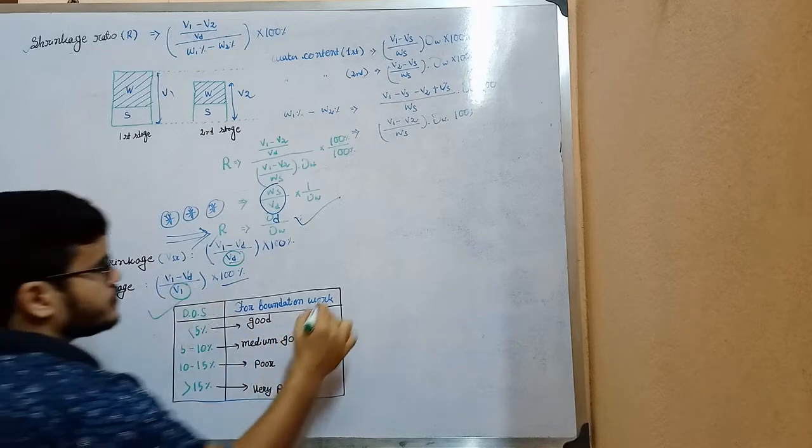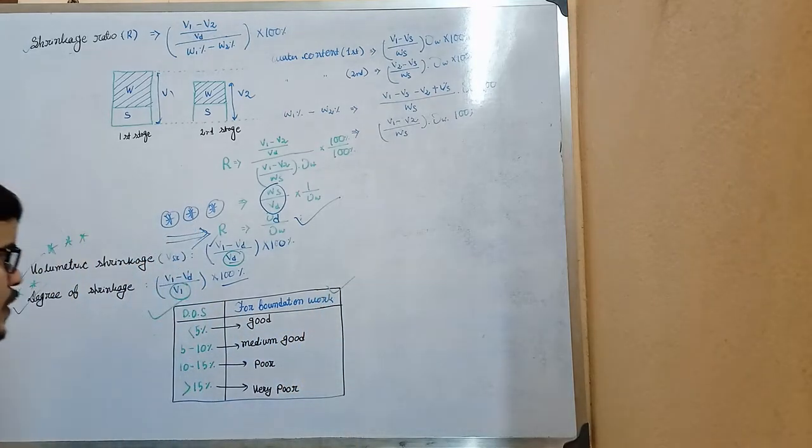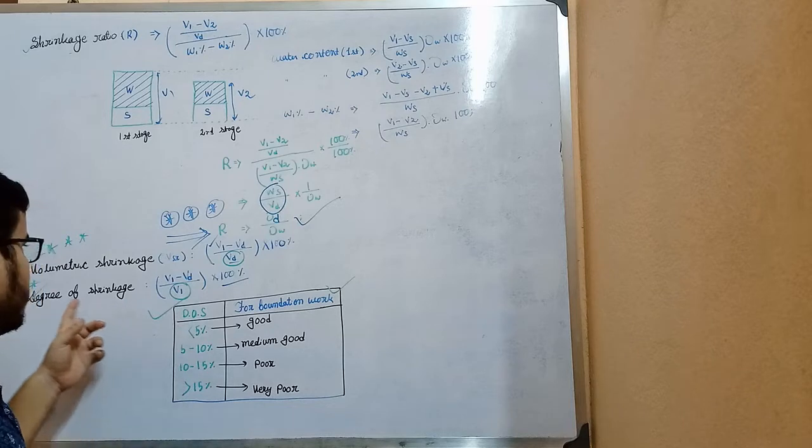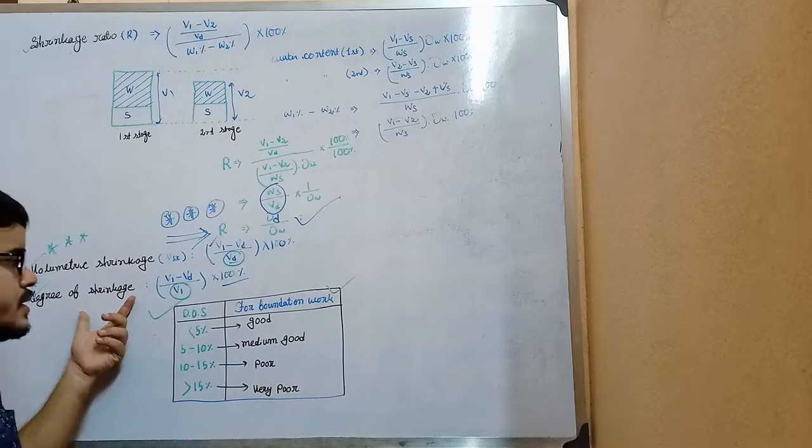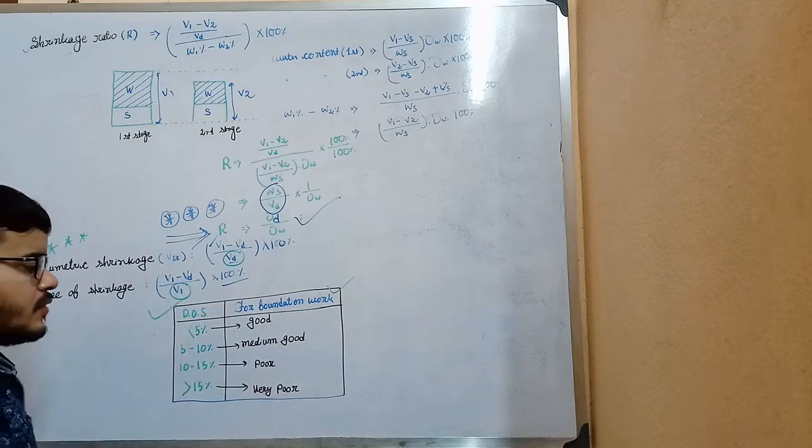Now there is a tabulation form. How you can identify the soil by the value of degree of shrinkage, and write down this tabulation form. Okay.